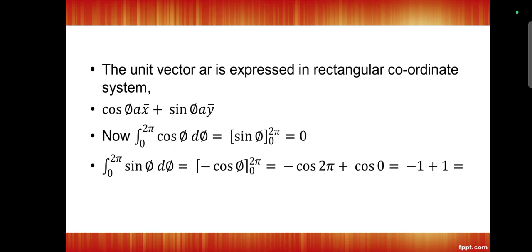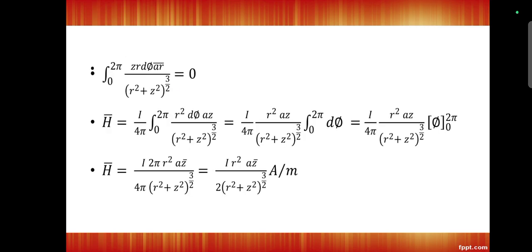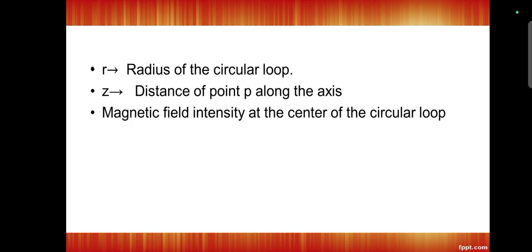Now the integral from 0 to 2 pi of cos phi d phi is equal to sin phi with limits from 0 to 2 pi. Substituting the limits from 0 to 2 pi, the value is 0 for this term, and H is equal to I r square az divided by 2 into r square plus z square the whole power 3 by 2. Here r is the radius of the circular loop and z is the distance of point P along the axis.